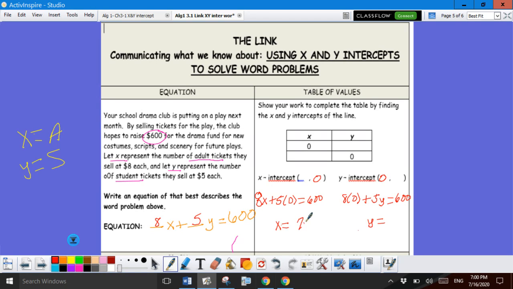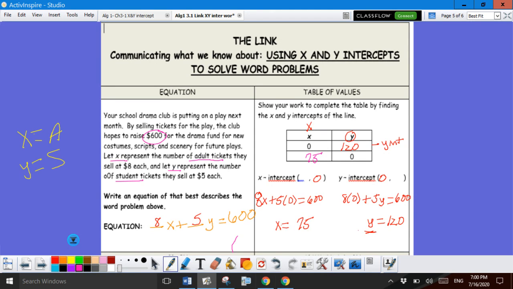Okay, hopefully you came up with x being 75 and y being 120. So now how do I know which one goes where here? Well, this is my x and this is my y. So here's a y, so the 120 would have to go here. So this is going to be my y-intercept. And then I also have my x-intercept, which is going to be 75.